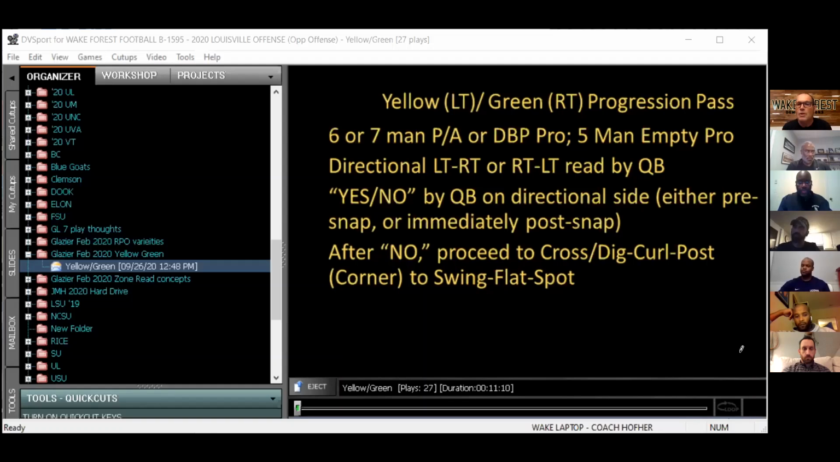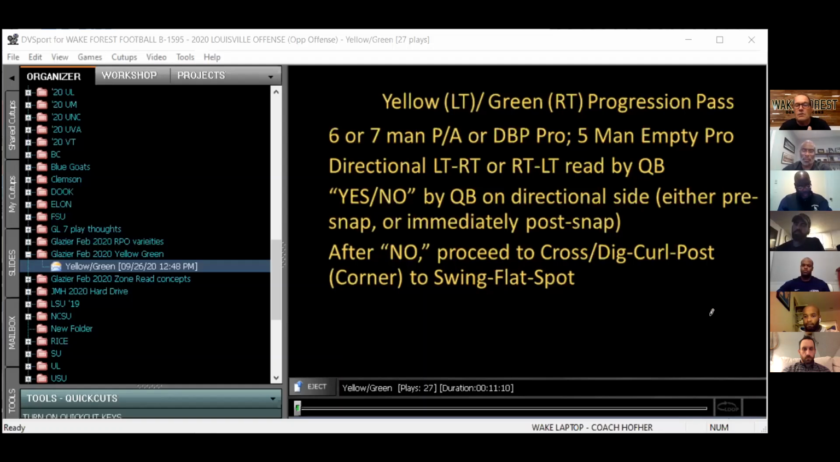But the exception in saying the boundary safety is when you go 1 by 3 with 1 to the field and 3 into the boundary. You still want to read the safety to the backside of the formation strength. That's where the left or the right side read starts for you. And I've got some 1 by 3s on film, and I know you'll get it once we get to it.